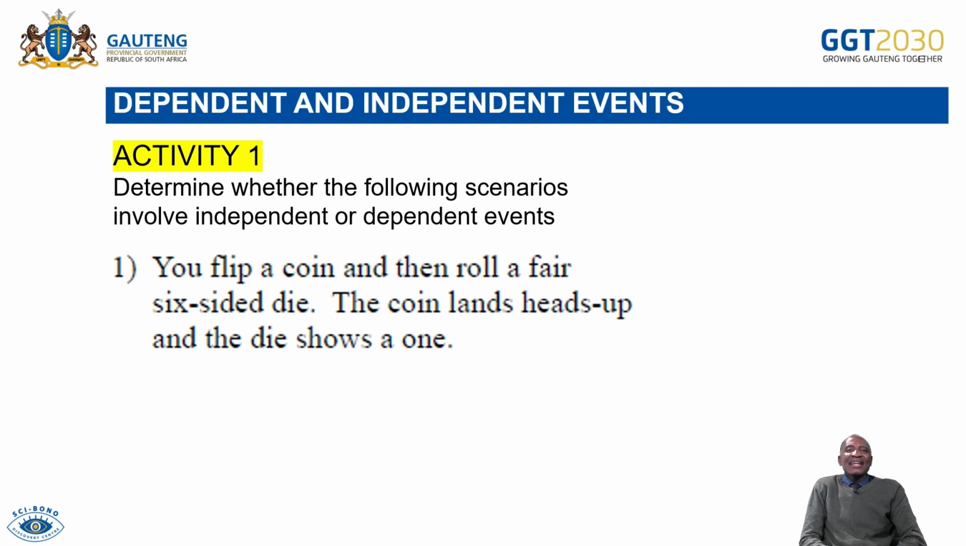The question says, determine whether the following scenarios involve independent or dependent events. We are trying to plant this idea of what we mean by independent events, what we mean by dependent events. So I want you to read that statement on your own and then decide as your answer, could this be an independent event or a dependent event? Let's answer that question. Yes, I guess you are done, because your answer is either independent or dependent. Are these independent events or dependent events?